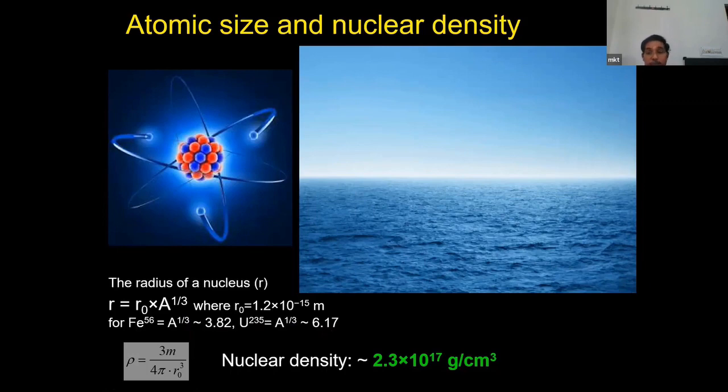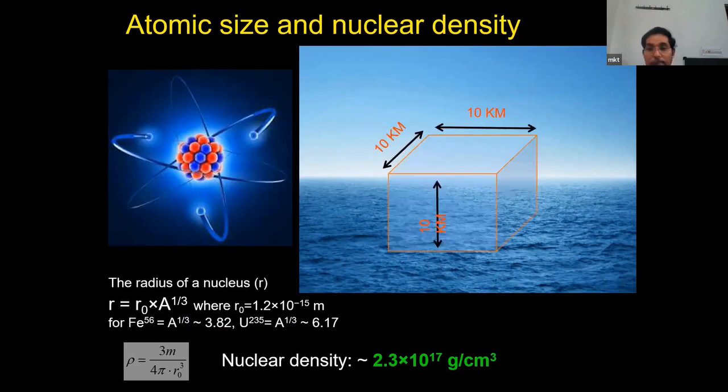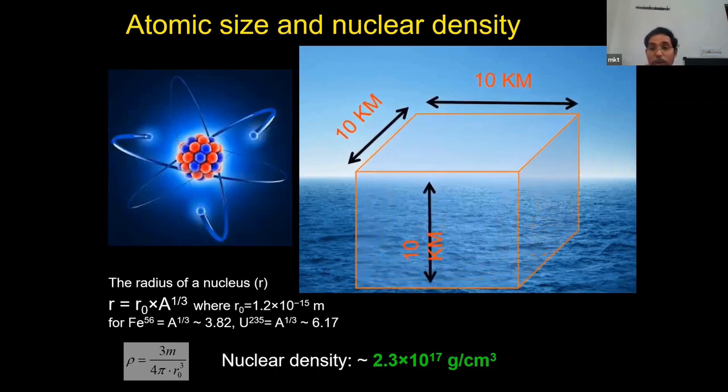So how do we realize how high the nuclear density is? Let me provide a basic comparison. If you collect seawater 10 kilometers wide, 10 kilometers long and 10 kilometers deep, and put it into a small volume of the order of 1 centimeter cube, you will receive this kind of density. So this is a direct comparison of how much density you can have. It is very high.